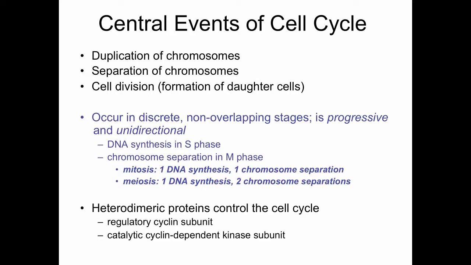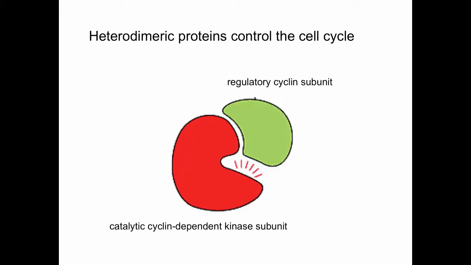We've come to understand over recent years that heterodimeric proteins control the cell cycle. There's a regulatory cyclin subunit and a catalytic cyclin-dependent kinase subunit. And this cartoon is just meant to give you that view. So there's the regulatory cyclin subunit and the catalytic cyclin-dependent kinase subunit.